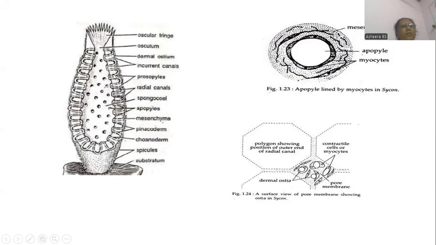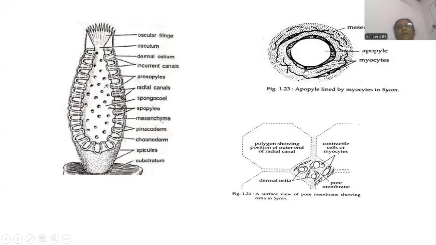In between the incurrent canal and the radial canal, you will find the prosopyle present, and in between the radial canal and the spongocoel, there will be the apopyle present. You can find the pinacoderm layer and the choanoderm layer, and you can see the spicules here. Like this, if you dissect the Sycon, the wall of the Sycon will be present like this.